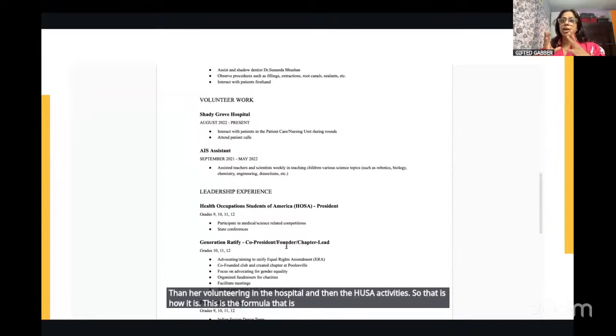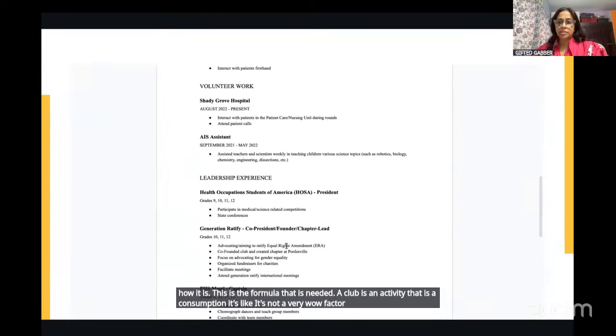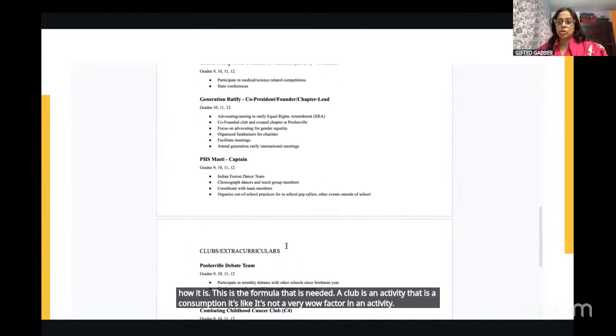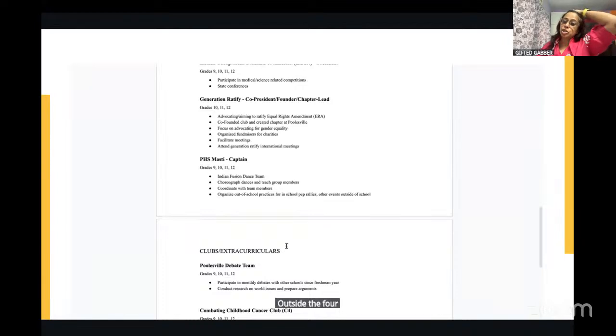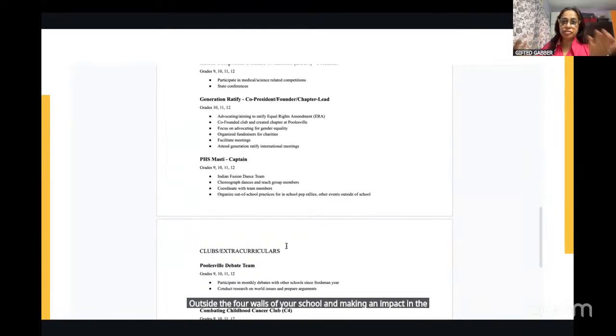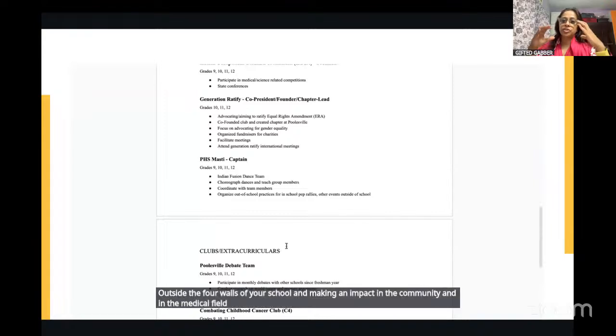A club is an activity that is a consumption. It's not a very wow factor activity. So you always need to look for activities outside the four walls of your school, and making an impact in the community and in the medical field is what will really, really help your student's profile.